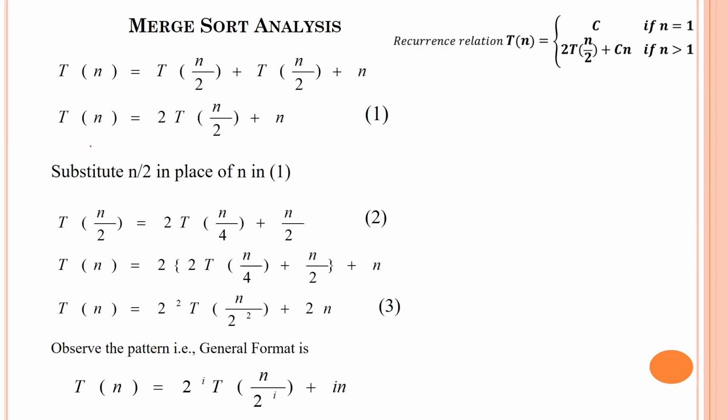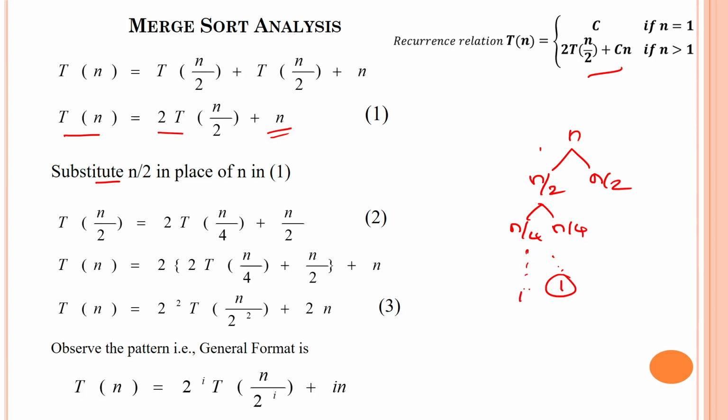For that, we take T of n equal to 2 times T of n by 2 plus a constant amount of time. Then we substitute n by 2. Because we use partitioning, where n is divided into two halves and again each into two halves, it keeps going until there is a single element in every subproblem. When you substitute n by 2 in place of n, you get 2 times T of n by 4.